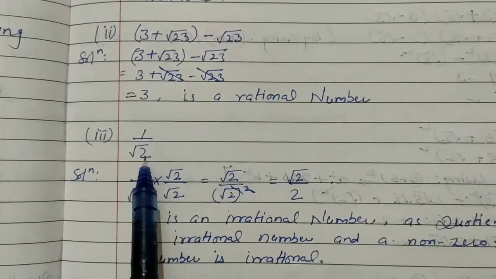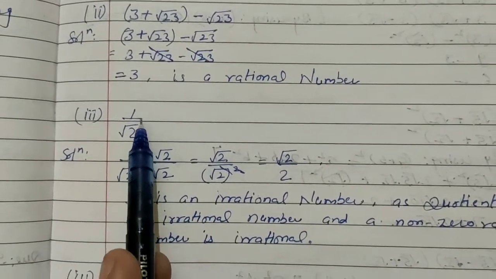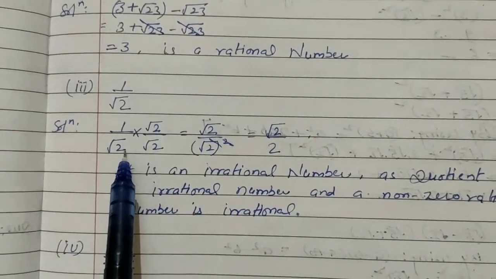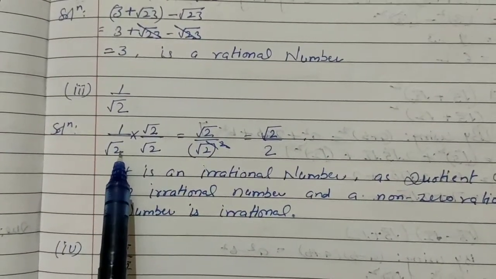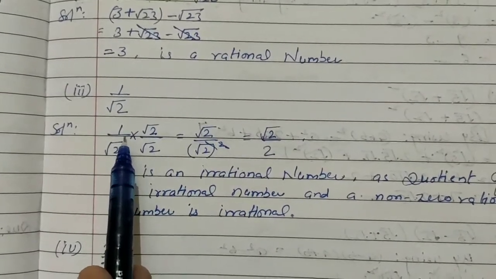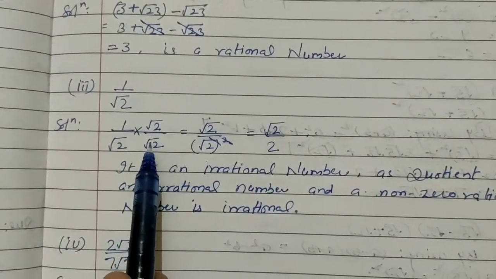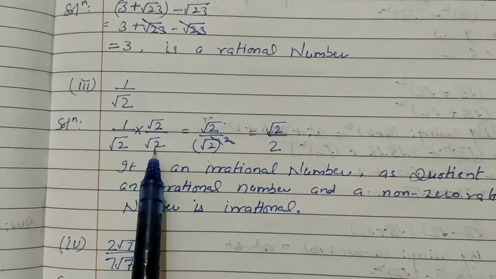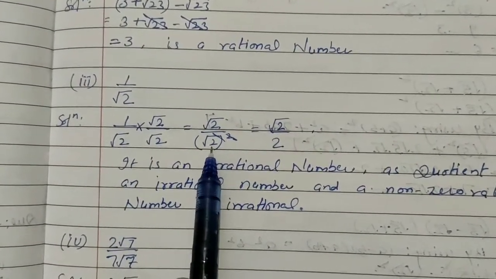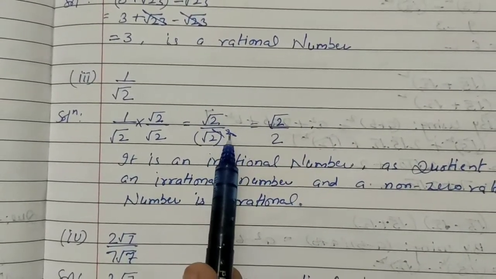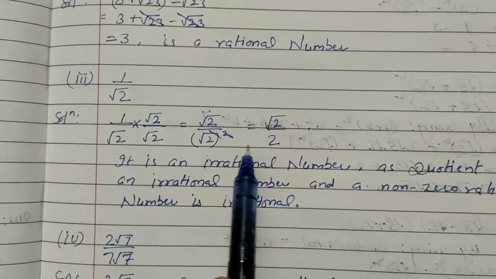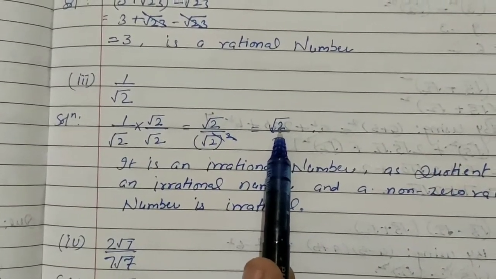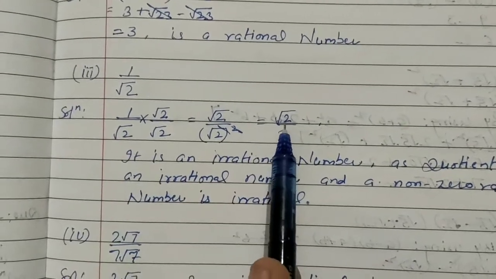So now proceed for part number 3. Here we have given number as 1 by under root 2. First of all we will rationalize the denominator of the given number, that is 1 by under root 2. For rationalizing the denominator we will multiply and divide the given number by under root 2. So 1 into under root 2 becomes under root 2, and under root 2 into under root 2 becomes under root 2 whole square, or we can say square root of 2 whole square. So this square root and square sign will be cancelled. So we will have 2 raised to power 1 in the denominator. So the resulting term is under root 2 upon 2.